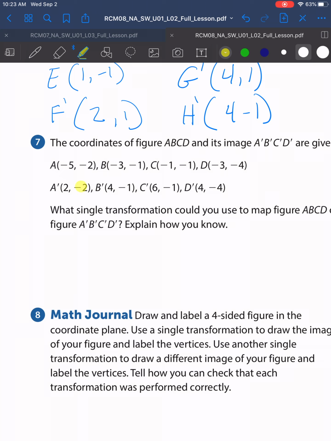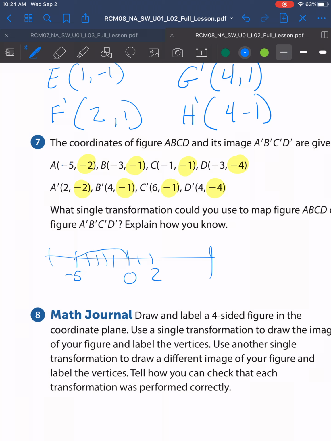For example, look how this and this stayed the same. This and this stayed the same. This and this stayed the same. My y's didn't change. What did change was my x's. Okay, how much did they change by? And is it constant? To get from negative 5 to 2 on a number line, that means I'd go up 1, 2, 3, 4, 5, 6, 7. So the change here is plus 7.